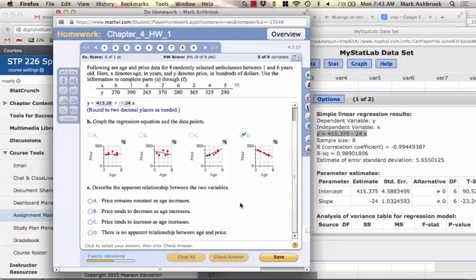Okay. Describe the apparent relationship. Price remains constant as age increases. Price tends to decrease as age increases. There's no relationship. So as age increases, price tends to decrease, for sure.